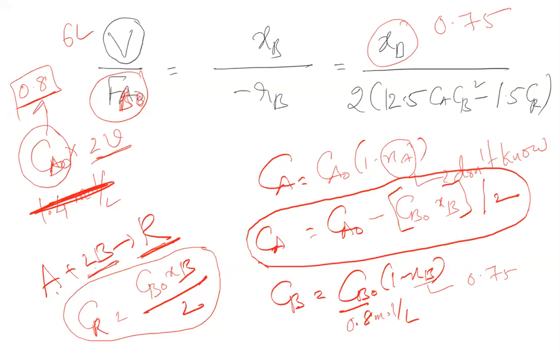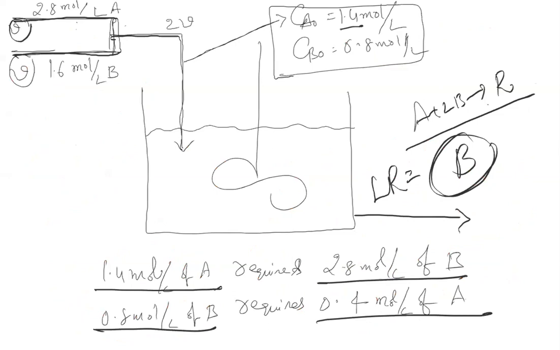Since it is a slightly tough problem, I'll explain one more time. You have 2 reactants: 2.8 moles per liter of A and 1.6 moles per liter of B. When you mix both of them, the concentrations will be half. It is as simple as that. If I have oxygen at 21% and mix it with nitrogen, the concentration of oxygen will become half, because you are adding extra.